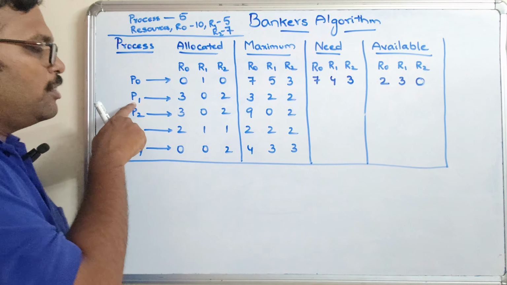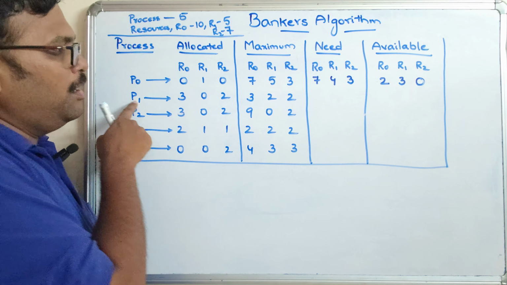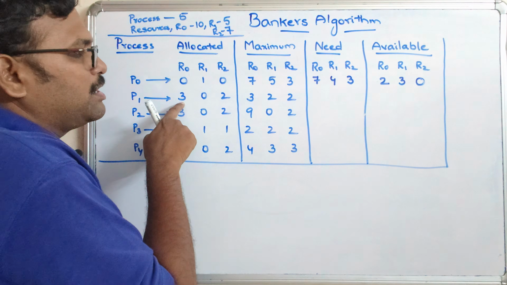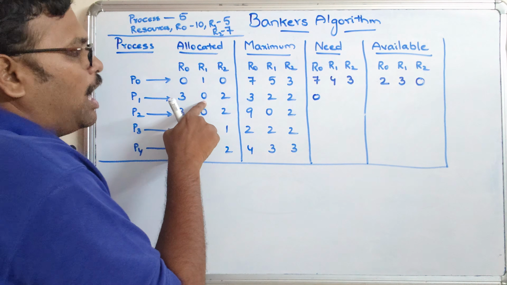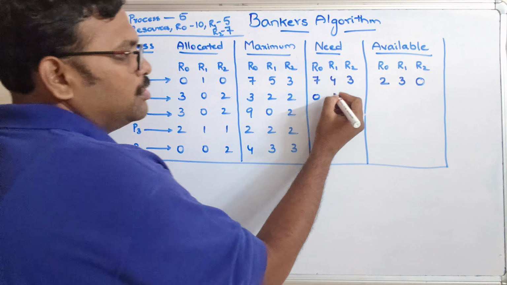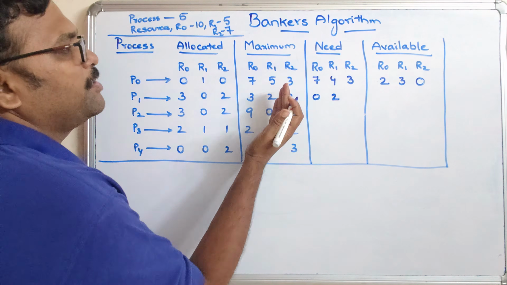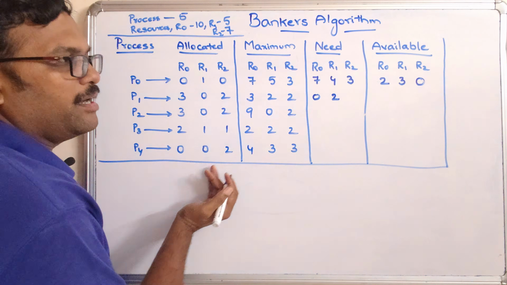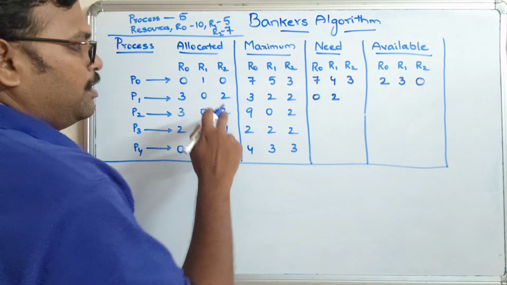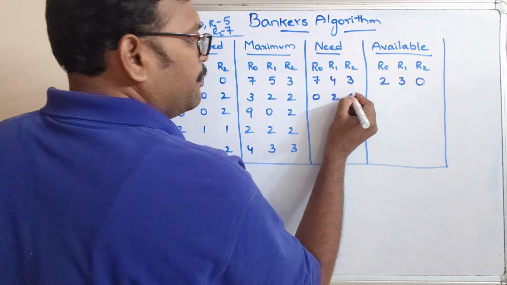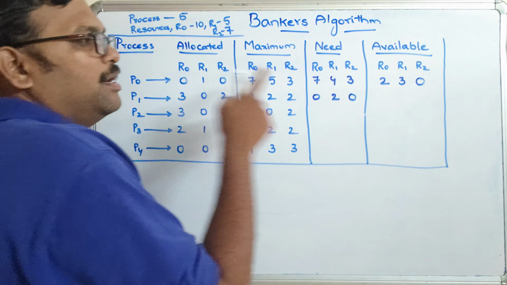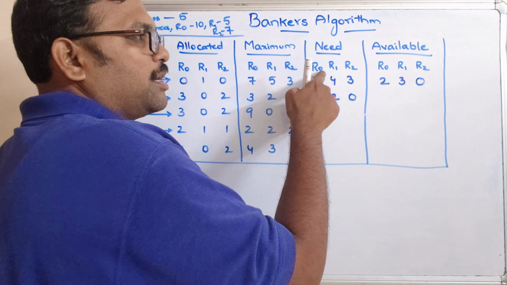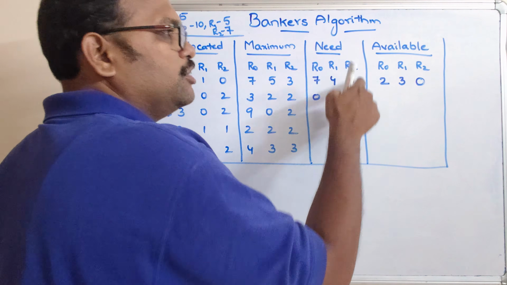Similarly, if you want to complete process P1, how many resources? R0 maximum 3, allocated 3, so 0. R1 maximum 2, allocated 0, so it will be 2. So simply we can say maximum minus allocated will be the need. R2, 2 minus 2, it will be 0. So if P1 wants to get executed, it requires 0 R0 resources, 2 R1 resources, and 0 R2 resources.